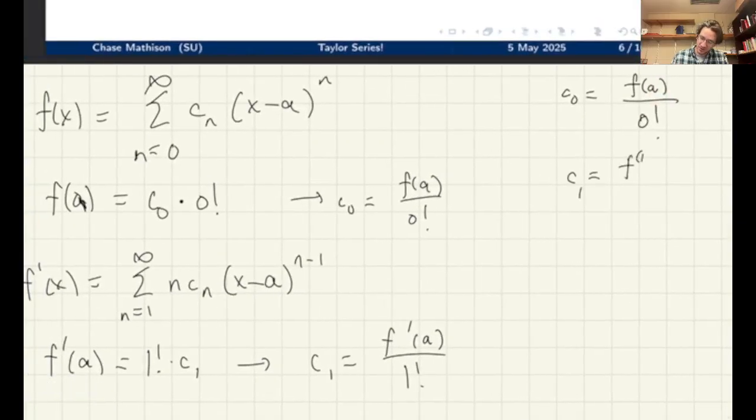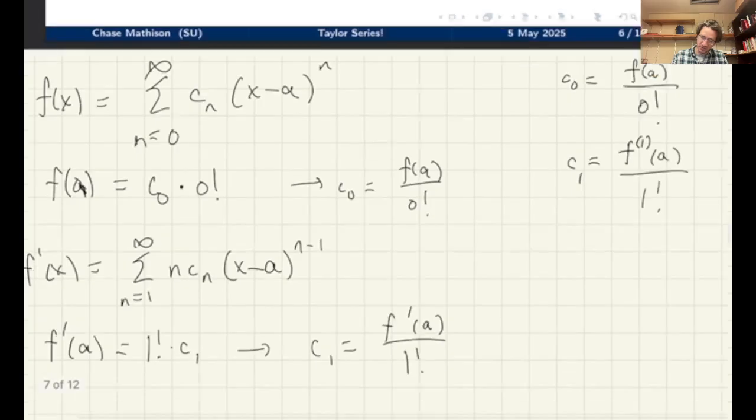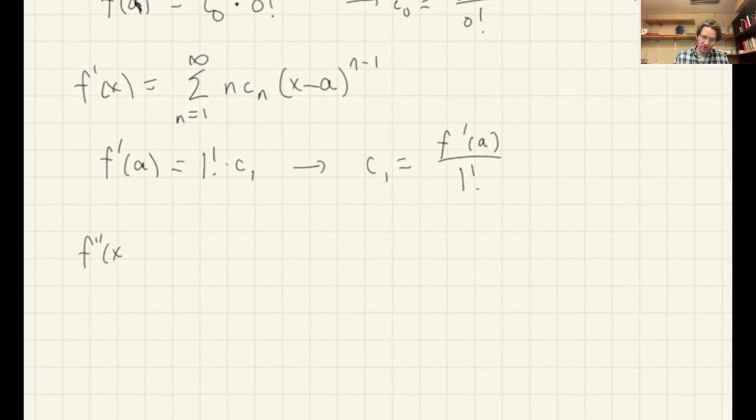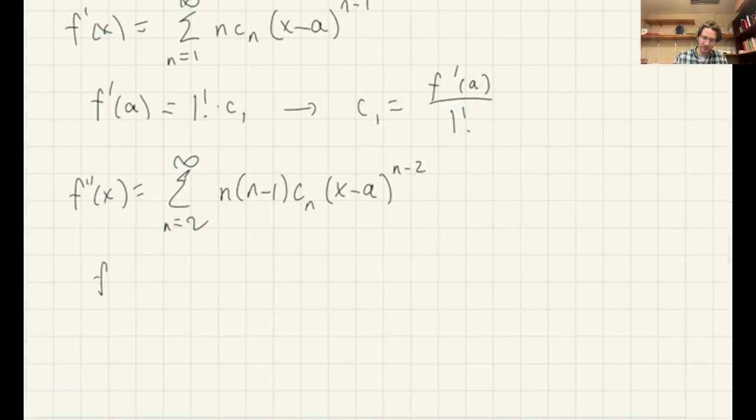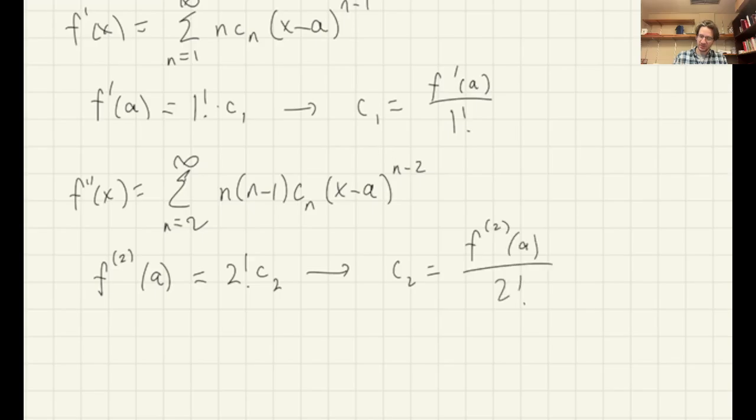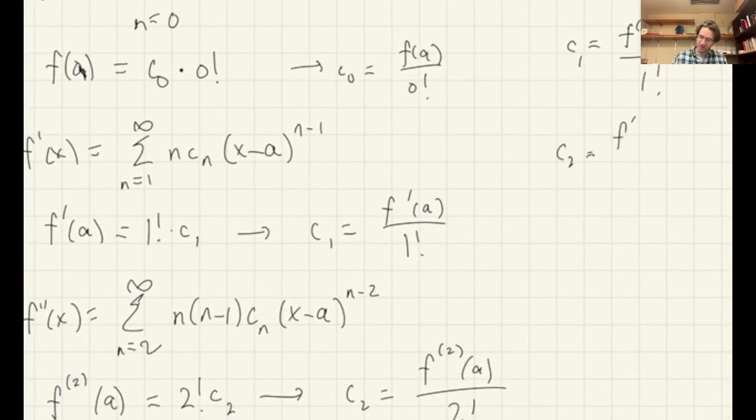Keeping track up here, I'm going to use the notation in the Taylor series formula. We're going to do two more. f double prime of x is the sum n equals 2 to infinity of n times n minus 1 times Cn times x minus a to the n minus 2. And so the second derivative of f at a is, again, just the constant term that we get here. Well, that's 2 factorial, 2 times 1 times C2. And so C2 is the second derivative of f at a divided by 2 factorial. And hopefully you can see, I'm convinced that this pattern is going to hold.